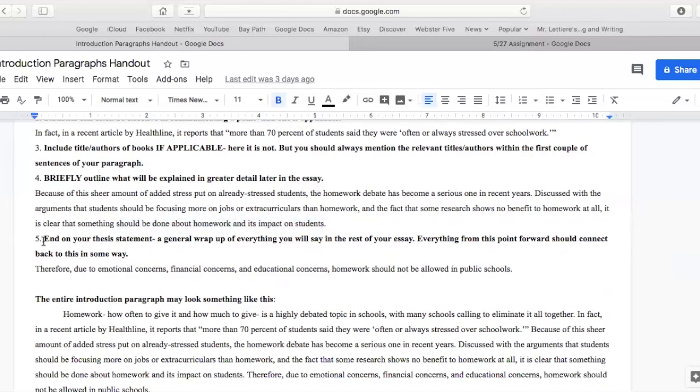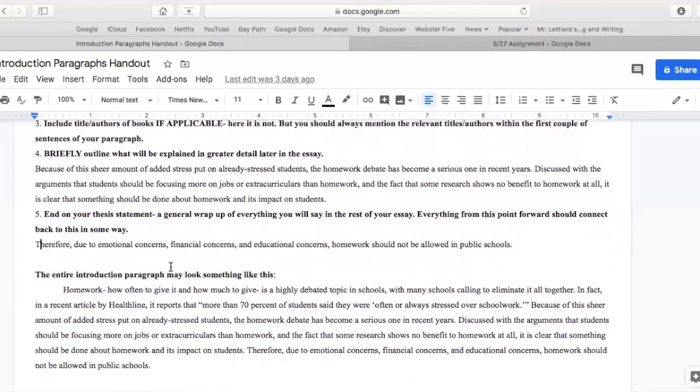You always end your intro on your thesis statement. A general way to wrap up everything you'll say in the rest of your essay. Everything you write from this point forward should connect back to this in some way. So you'd say, therefore, due to emotional concerns, financial concerns, and educational concerns, homework should not be allowed in public schools. That's your thesis. It's nice. It wraps it all up.